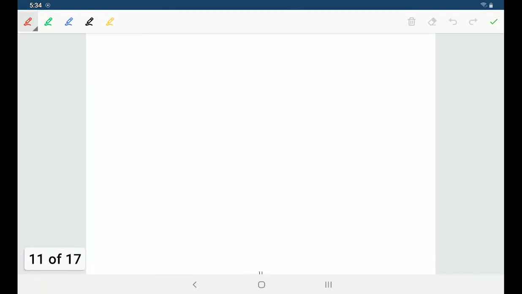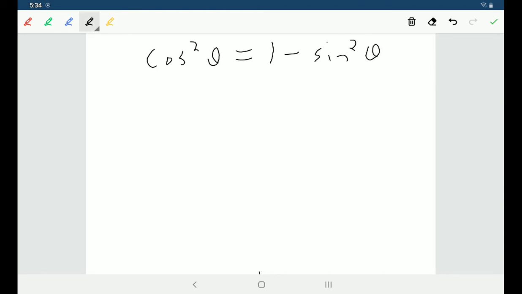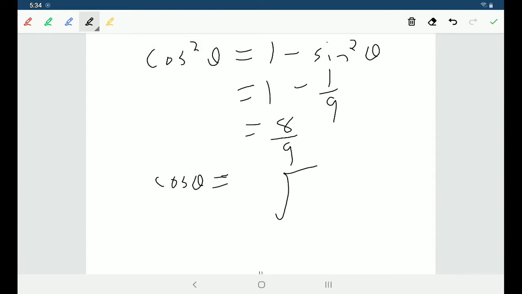So we want to know what cosine of theta is, and here I'm going to use the fact that I know, using my Pythagorean identity, cosine squared theta is 1 minus sine squared theta. And since sine was a third, sine squared would be 1/3 squared, which is 1/9. So cosine squared theta is 8/9. So for cosine of theta, that should be root of 8/9. And the question is whether it's positive root or negative root.